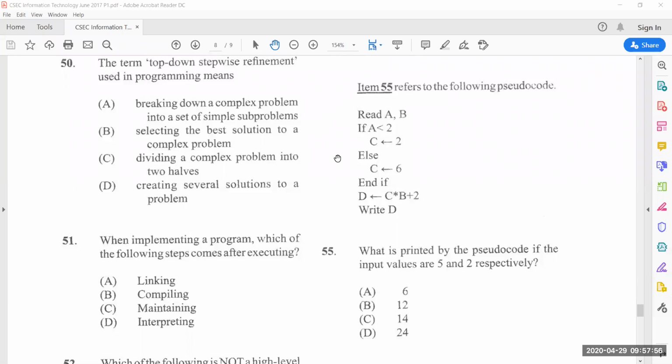We're going to end that if else construct, and then D is equal to C multiplied by B plus 2. C is equal to 6, B is equal to 2, right? So 6 by 2 is 12 plus 2, and the answer is 14. Okay, so the answer is C for 55.